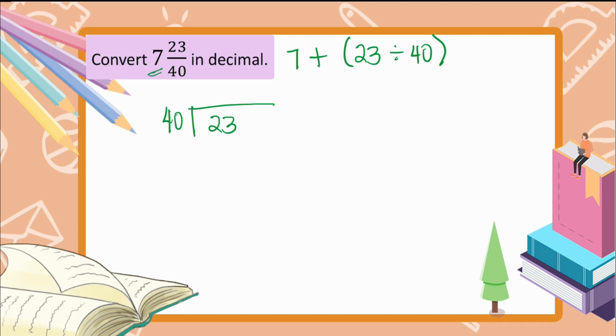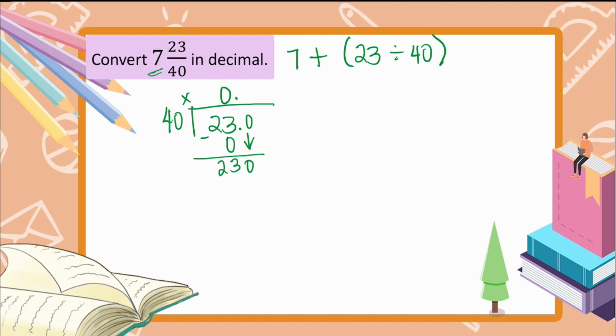Okay, so we have 23 divided by 40. So, 23 divided by 40 is 0. 0 times 40 is 0. Okay, so subtract, we have 23. Since we have a remainder, add a decimal point here and here sa taas. Then add 0 to bring down. So, we will get 230.